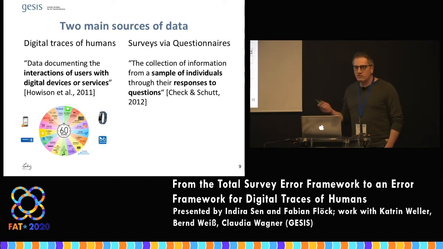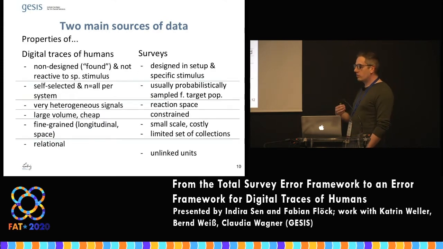And then the main differences between these are that surveys are usually designed. The setup is designed, and you give a specific stimulus, in terms of the question and the items that you put into your questionnaire, and you basically then get the response afterwards. This is not the case in digital traces. There's no stimulus that you get beforehand. You can't decide what the stimulus is. Sometimes there's a natural experiment and you're lucky, but usually you're not that lucky. People react to something that you don't even know what it is.